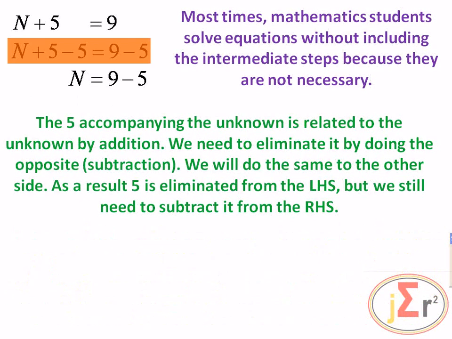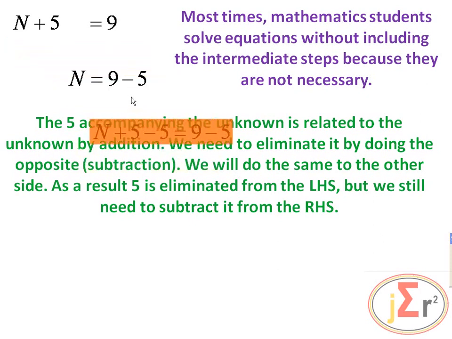So let's see what happened. N plus 5 is equal to 9. Eliminate 5 by subtracting 5. Cannot do it to one side, do it to both so that the equation can be balanced. When that happens, we have n is equal to 9 minus 5. So n is equal to 4.